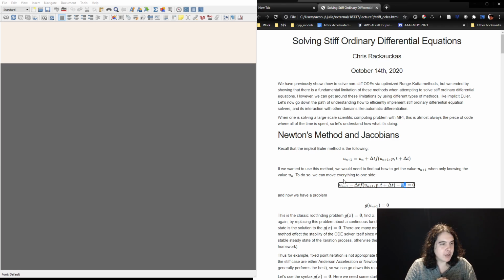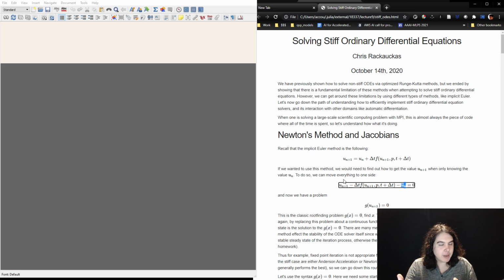We looked last time and we said, okay, it is the approximation where you know where you are, you calculate a derivative, and you move forward delta t by the derivative, right? The derivative is f, that's given to you by the ODE definition.